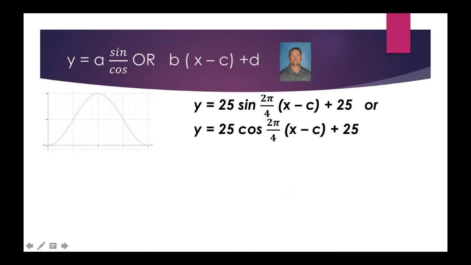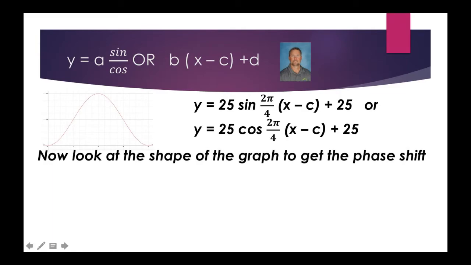The 25 at the beginning and at the end, that was a plus b, max minus min over 2 and max plus min over 2. The 2 pi over the period is how we got b. And now we can look. Look at the shape of your graph. What we are looking at is the shape of this graph to get our phase shift.